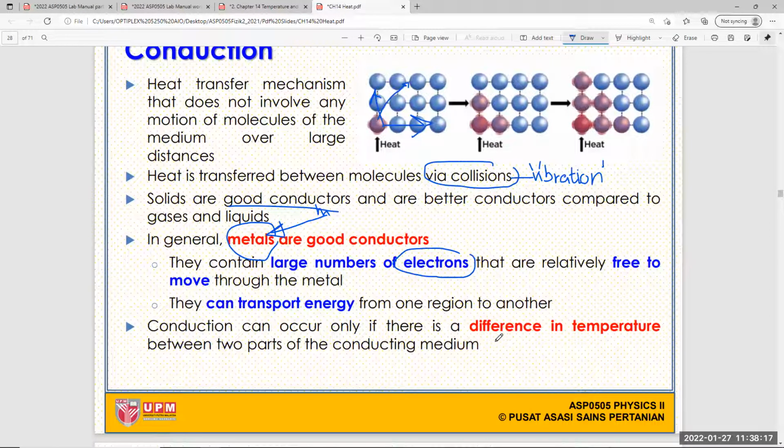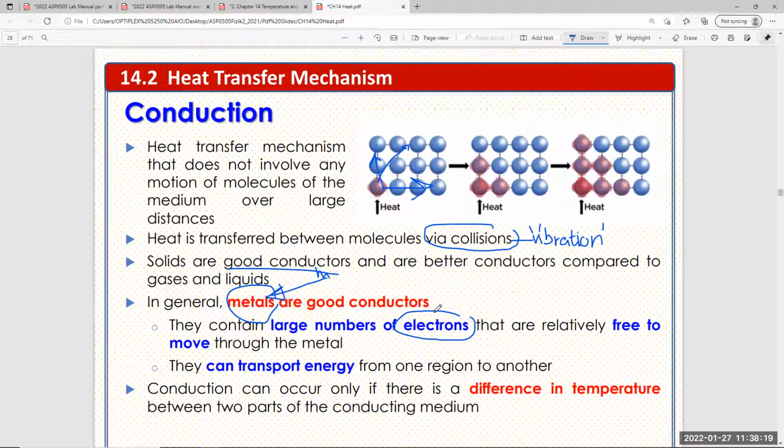And one important thing about conduction: there must be a difference in temperature. It means that once we heat here, this is your T, because it's hot, you can call it TH. And the other place should have a different temperature, a smaller value of temperature, called TC, or cold temperature, because heat will transfer from high temperature to low temperature. It will transfer to the other point that has low temperature.